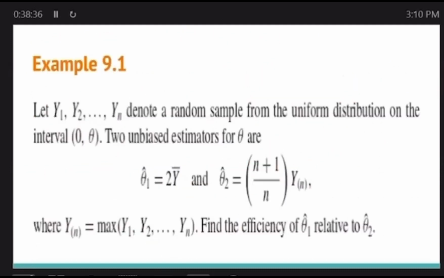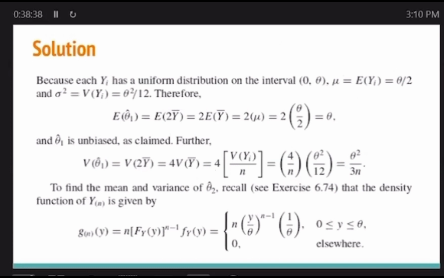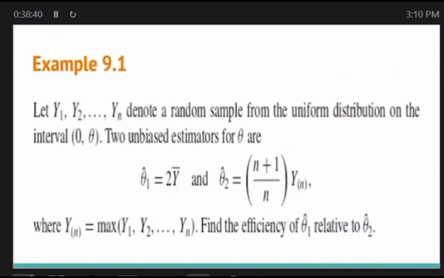Okay, now I want to go into something more. Take a look at this. You have two unbiased estimators. It's another example. Theta cap 1 equals 2y bar, and theta cap 2 is (n plus 1) over n times the maximum order statistic. And they want you to find the efficiency of theta cap 1 relative to theta cap 2.